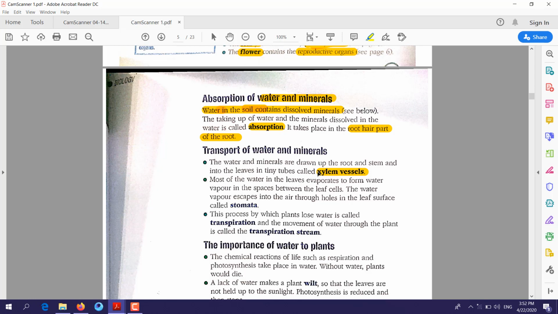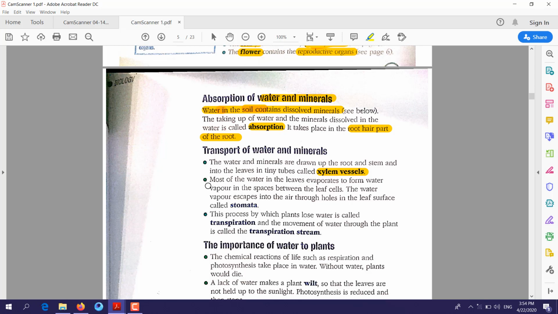Okay, focus on this. Xylem vessels are tiny tubes in the stem. Their function is to transport water and minerals from the root to the leaves. Then, when the water goes to the leaves, what will happen to it? This water will be used by the process of photosynthesis. Then there is another process we call cellular respiration, which will release water.